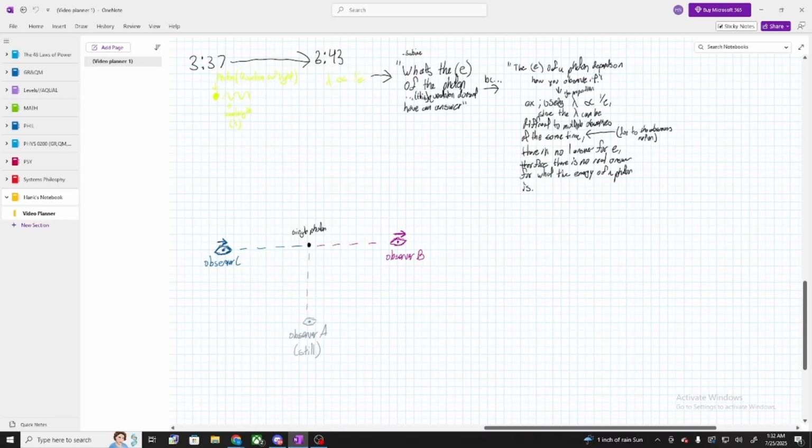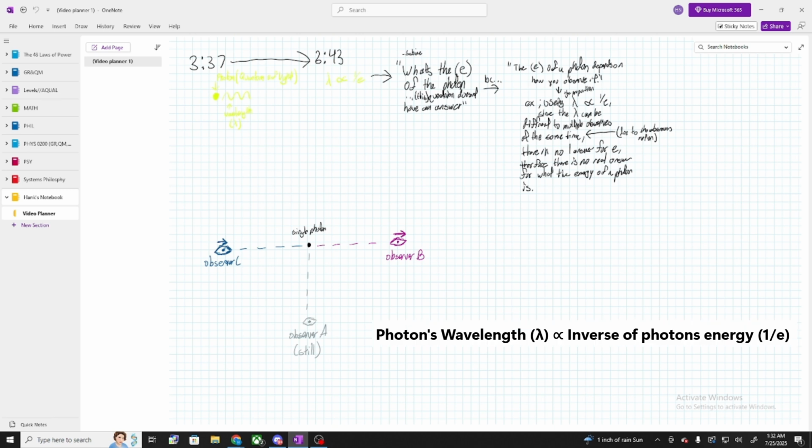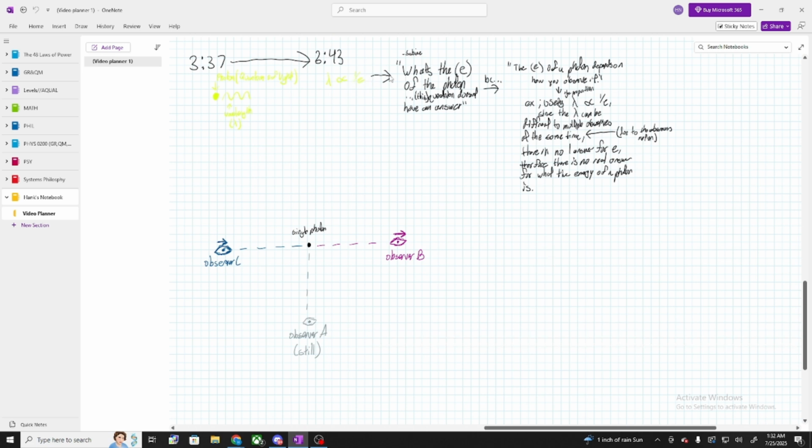Okay. So, in essence, what Sabine is saying is, a photon, a quantum of light, and its wavelength are proportional. The wavelength of a photon is proportional to the inverse of its energy. And then when she explains that, she raises the question, well then what's the energy of the photon? And she goes on to say that this question does not have an answer. Like, there's no specific energy of a photon. And she says this because the energy of a photon depends on how you observe it.